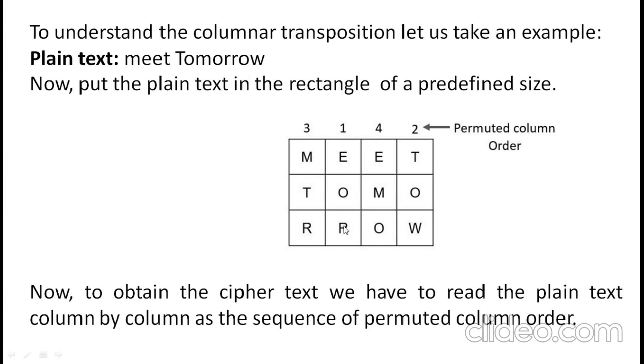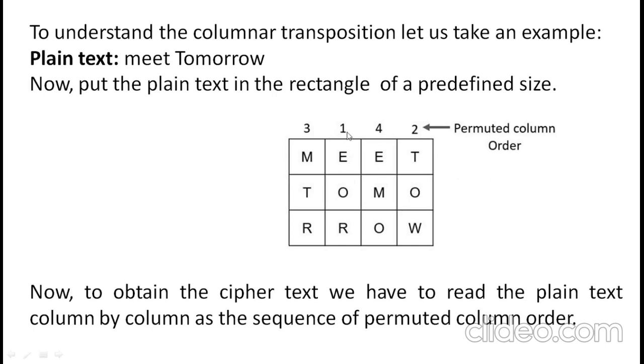Okay, so MEET TOMORROW. Now to obtain the ciphertext, we have to read the plain text column by column in the sequence of the permuted column order. First we need to read the E, then T, then M, then E. In this fashion we can read one by one.